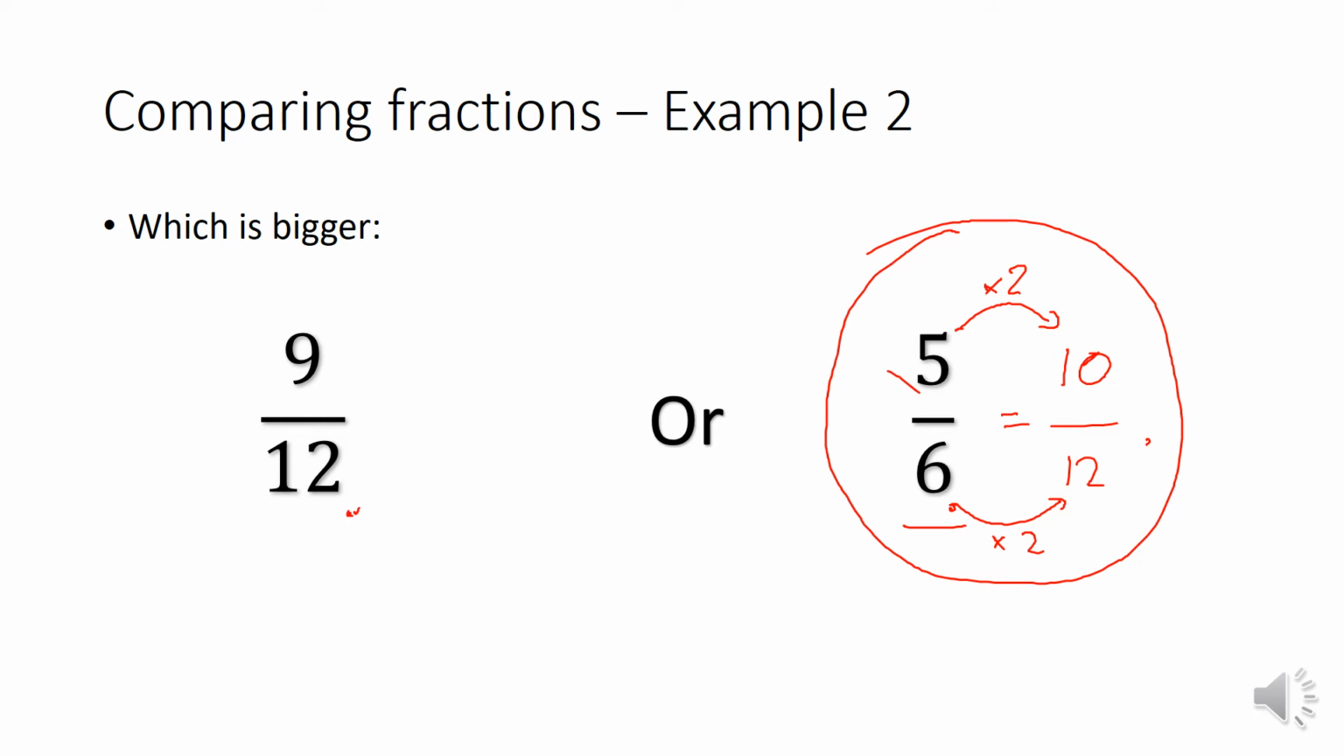So when you've got the same denominator, it's just a case of looking and seeing which is the bigger one. And what we're doing here really is we're looking for the lowest common multiple. We're looking to get what number is a multiple of 12 and of 6. And 12 works because that's a multiple of 12 and it's a multiple of 6. And we're going to see that even more importantly in example 3.